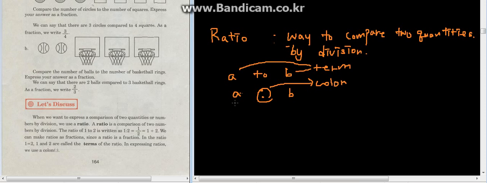And you can read it A to B. And third one is to use a fraction, A over B. Yeah, it's the same as A divided by B. Then let me give you an example.